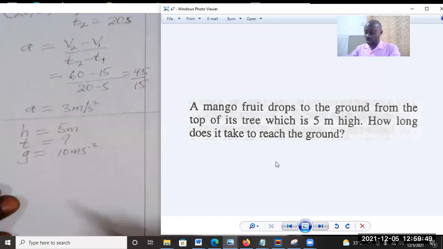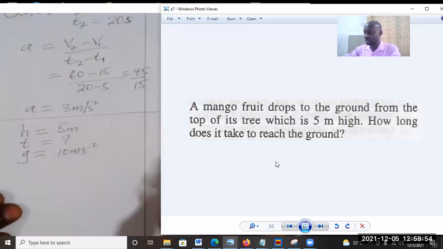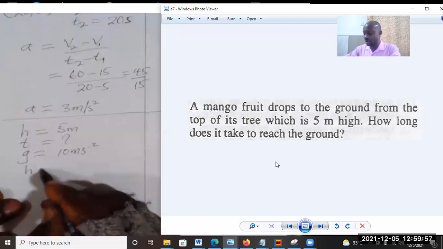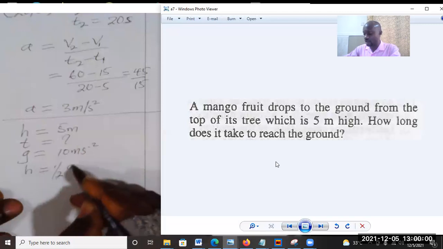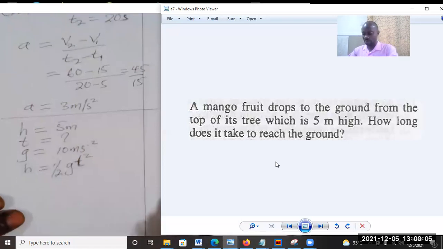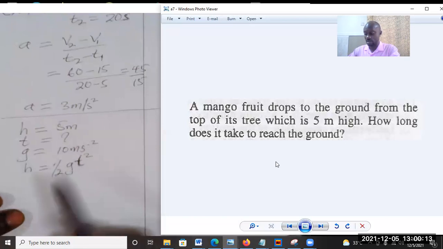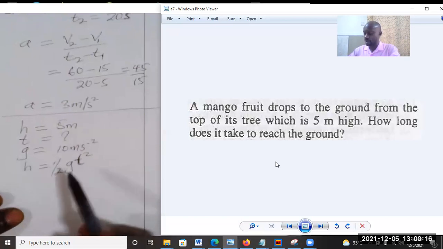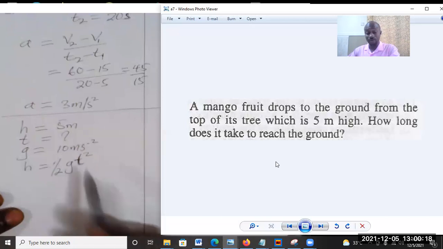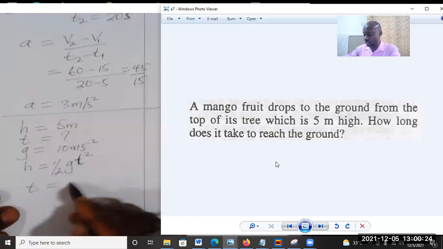This question is similar. I've solved this question where we derive an expression from the equation of motion that says h equals half gt squared. If you go back to my previous video on this, I've solved a similar question where we derive from the equation of motion. So this is the expression we use to solve this problem. And we are looking for time. If we make time the subject of the formula, that should give us the square root of 2h over g.